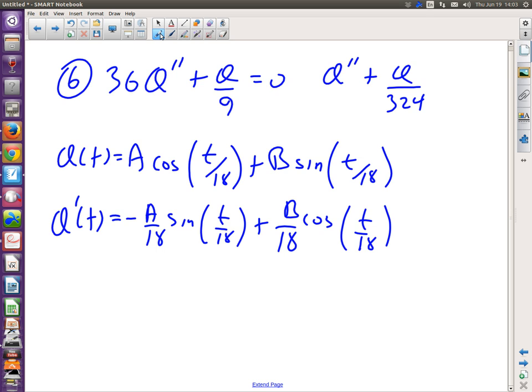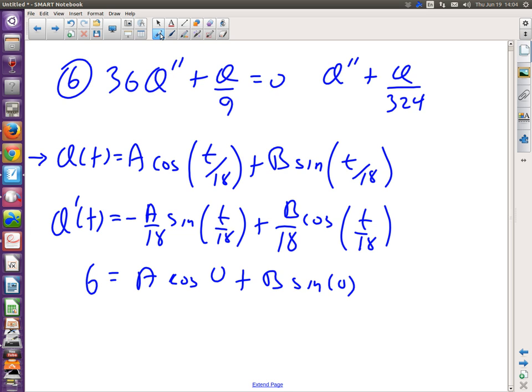Q of 0 is 6. So in the first equation, 6 equals A cosine of 0 plus B sine of 0. Again, sine of 0 is 0, so B drops out. Cosine of 0 is 1, so A equals 6.